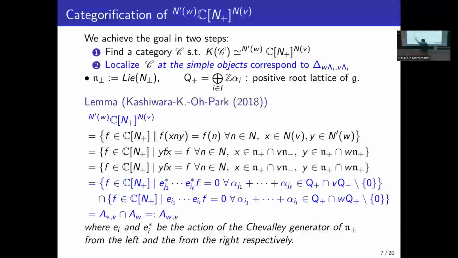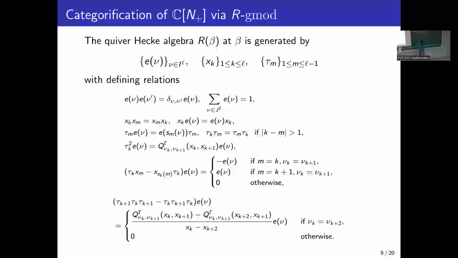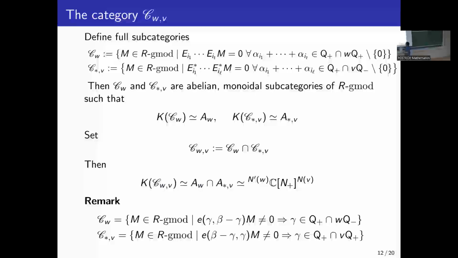So this one is isomorphic to the Grothendieck ring of our category, and this subring is defined this way, right? You can vanish it by consecutive application of Schwarz generators. So by this description, it's clear that the Grothendieck rings of these subcategories are isomorphic to the rings A_W and A_E. We want the intersection of those two rings, which was the double invariant ring. So we take the intersection of the categories. Then the Grothendieck ring of this category is isomorphic to the intersection of those two rings, so that we recover the double invariant.